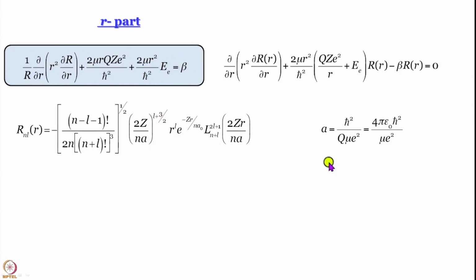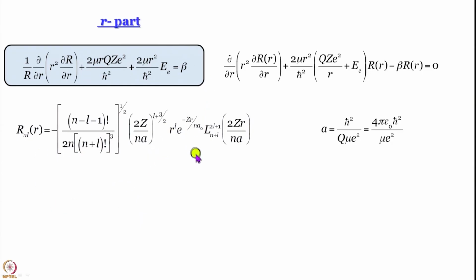What is a? a is 4 pi epsilon 0 h cross square by mu e square. If you remember, or if you just go back and have a look at what we had said while discussing Bohr theory in very brief, this is the expression that we had got for the radius of the atom. So, this is essentially the Bohr radius, and very soon it will boil down to the Bohr radius of the hydrogen atom. Now, this is a constant, we do not really have to remember all this, all we need to know is that this is a constant.